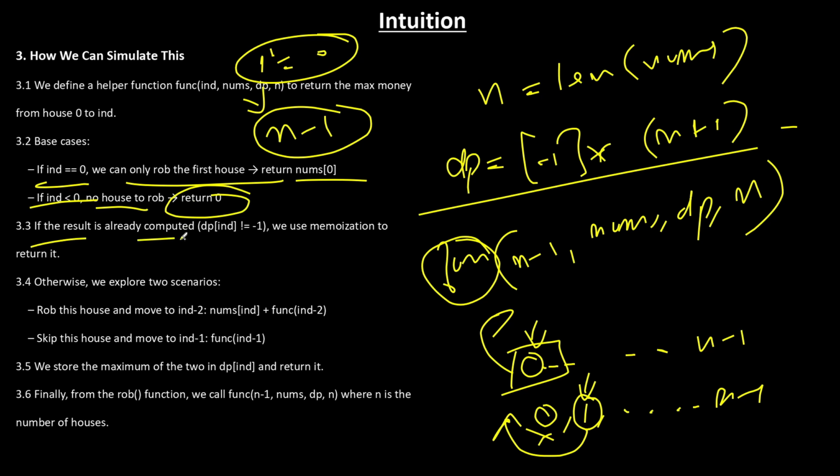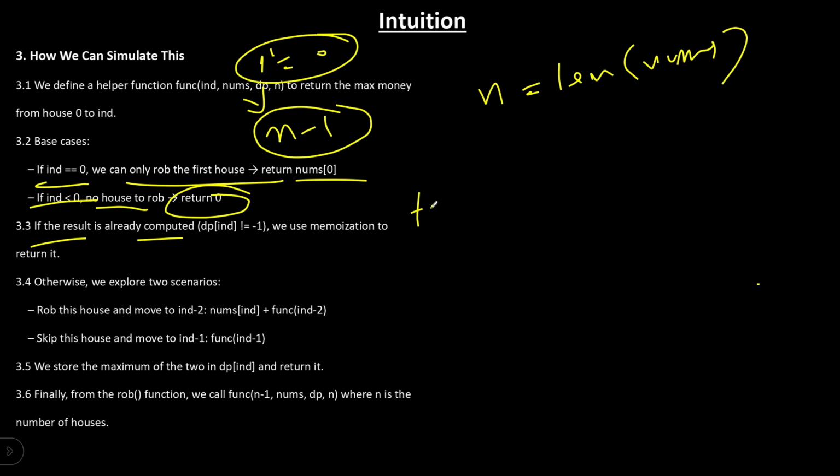So if the result is already computed, which means that if dp of index is not equal to minus 1, that means that for this particular index we have calculated the sum. So we will just return from there, we won't be going much further, right?